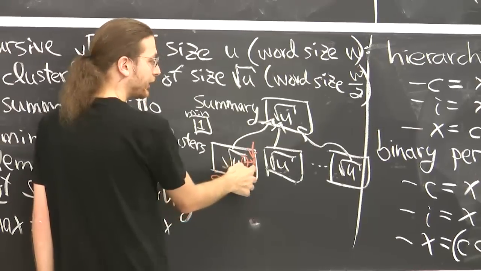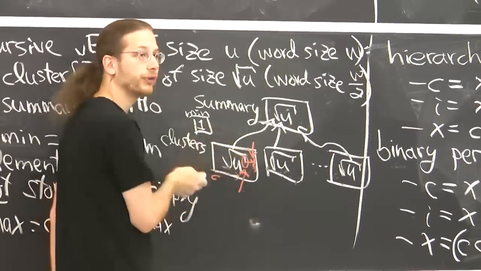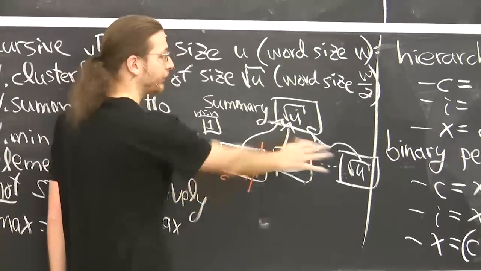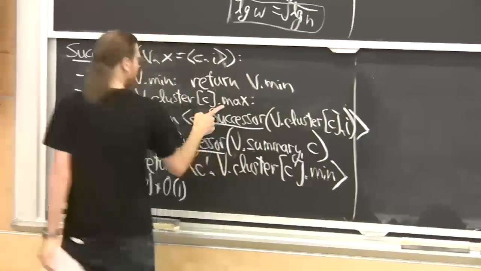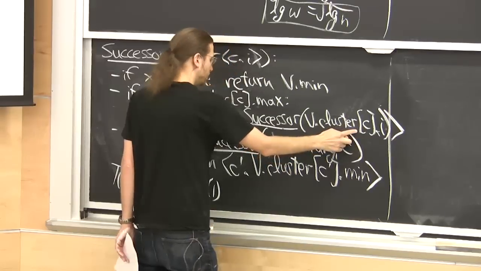If our index is less than the max's index, then if we recurse in here, we will find an answer. If we're bigger than the max, then we won't find an answer down here. We have to recurse somewhere else. So that's what we do. If we're less than the max, then we just recursively find the successor of our index within cluster C.